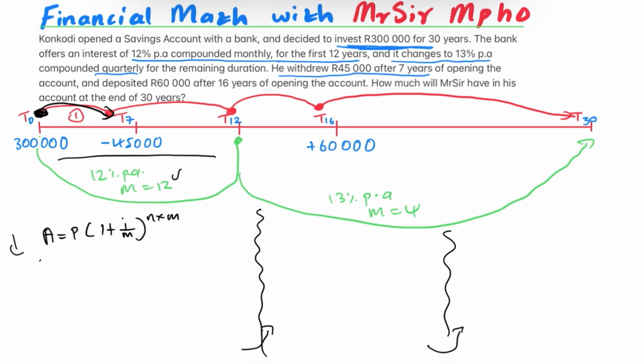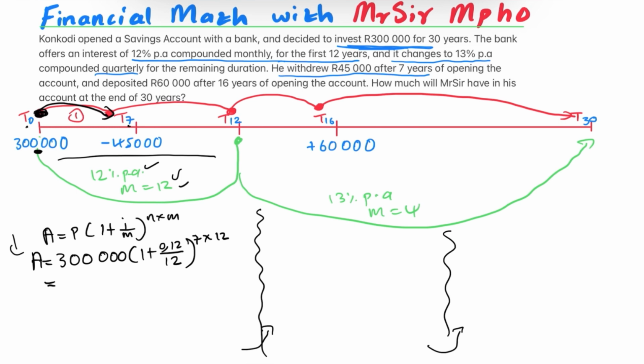So I'm going to say A is equal to my principal value or my initial value, which is 300,000 rand, into 1 plus. My I will be 12 over 100, which is 0.12, over M, which will be 12 because of the compounding period, then to the exponent N. Because from T0 to T7 it's 7 years, my N will be 7, right? Then I'll multiply it by M, which is 12. Then you can punch it in your calculator and find the answer, right?